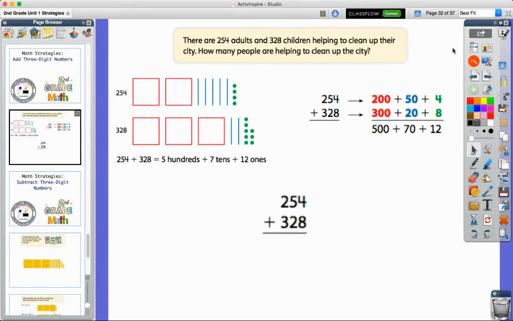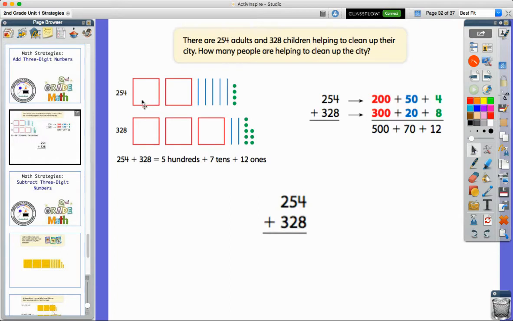So it says there are 254 adults and 328 children helping to clean up their city. How many people are helping to clean up the city? So we're trying to find the total amount. There are adults and there are children. We're trying to put it together to find the total, or there's two parts, and we're finding the whole. So again, we might not always have base 10 blocks, but we can always do a quick draw if we need to see it visually. So let's see what we've drawn.